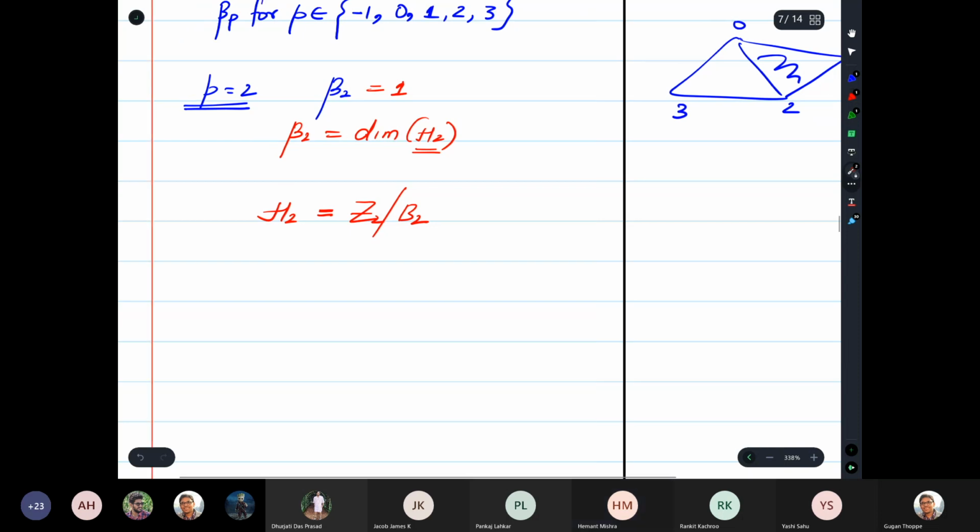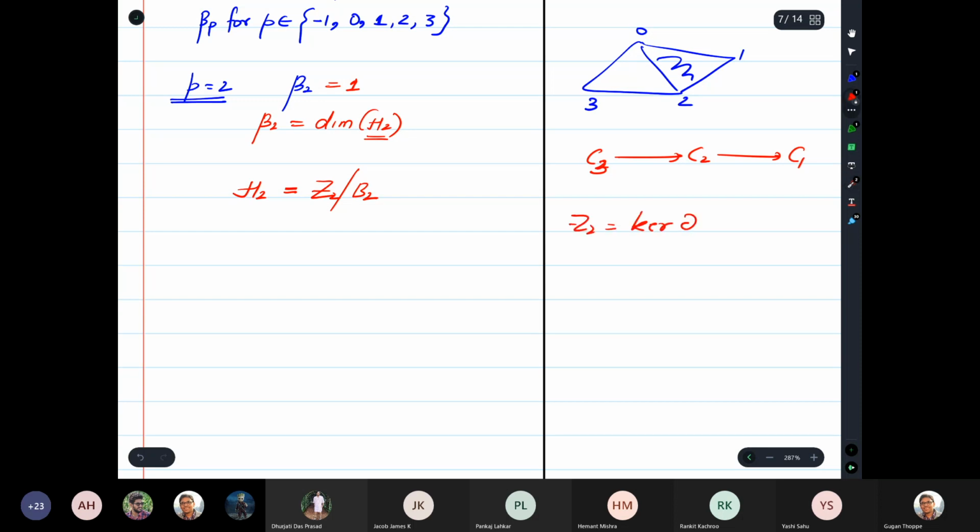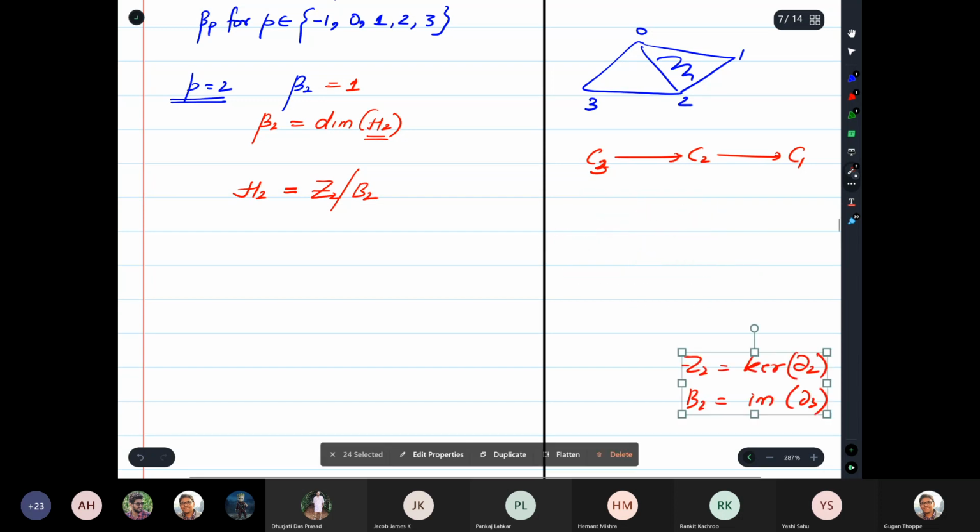Okay, so what is Z2? In order to understand Z2, let's first look at this: this is C3, this is C2, this is C1. Z2 is the kernel of ∂2, and B2 is the image of ∂3. Maybe I'll move this slightly over here. Can you tell me what is C3? Mehul, can you tell me what is C3?